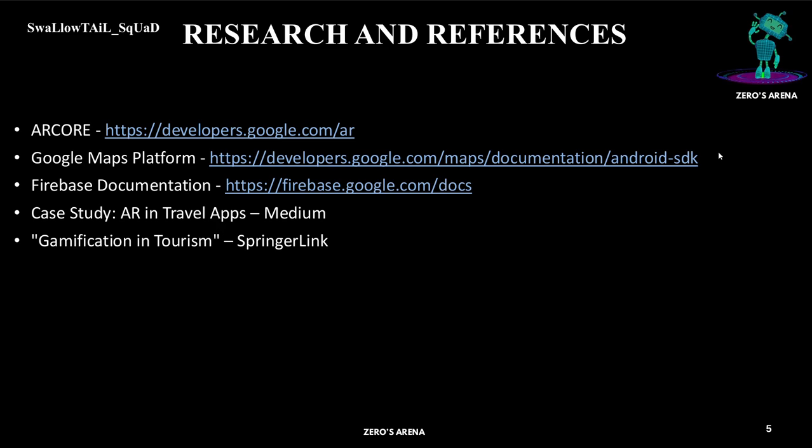So for the research and references, to use ARCore, Google has its developer documentation, and Google Maps also has documentation for its Android SDK versions, and the same goes for Firebase. And we also referred to a book on gamification and tourism, where it talks about how engaging people with games gets them more involved and more interested, and it will boost their willingness to visit new places in future.